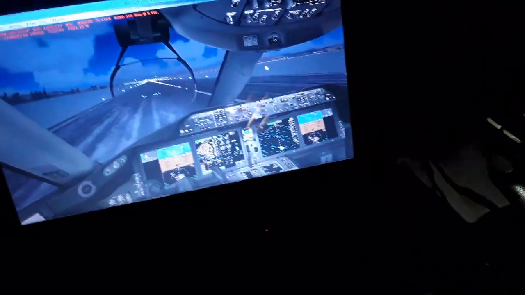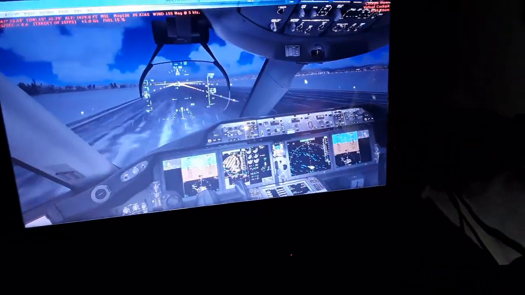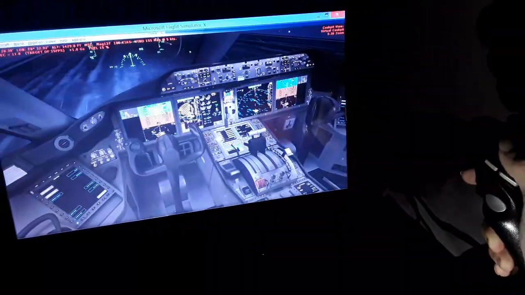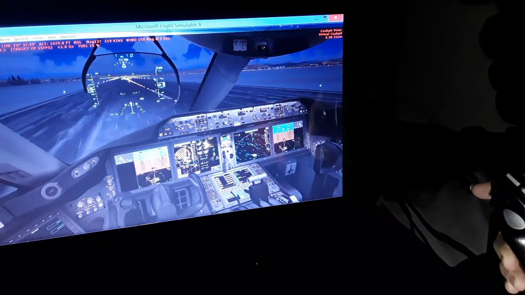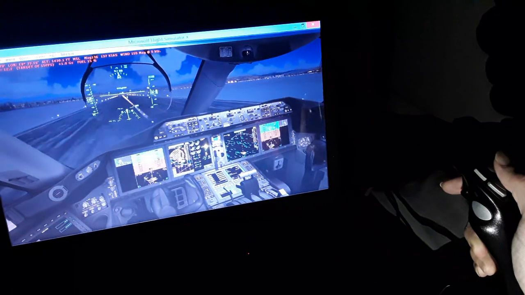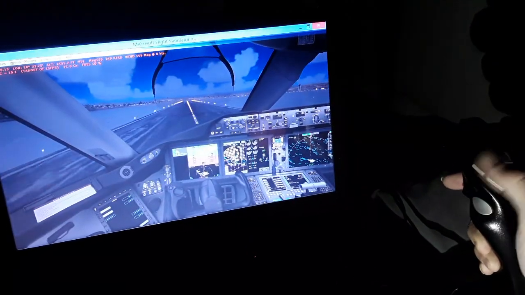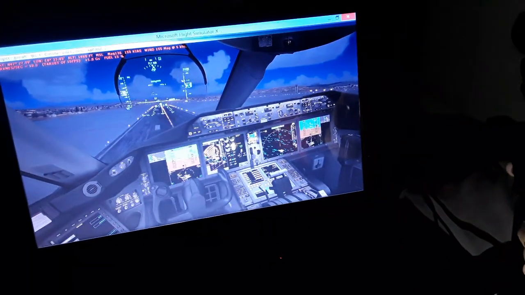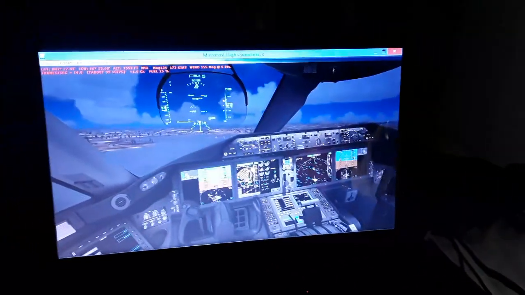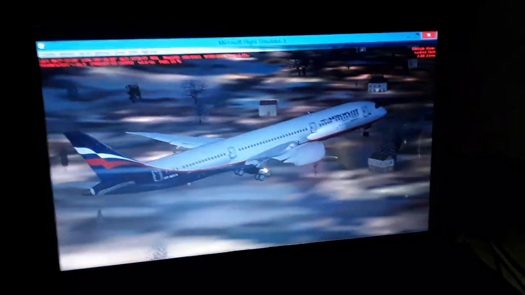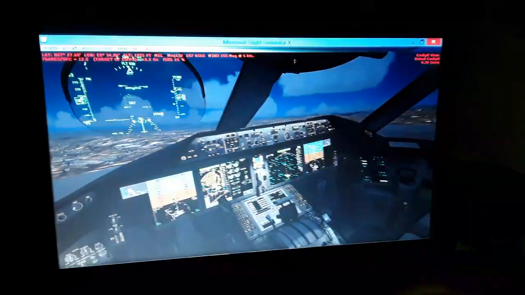So we have 80 knots, 117, V1, we rotate, pitch up slightly, maximum takeoff power also. So you can see we take off like this. You can see also the outside view. Landing gear up.